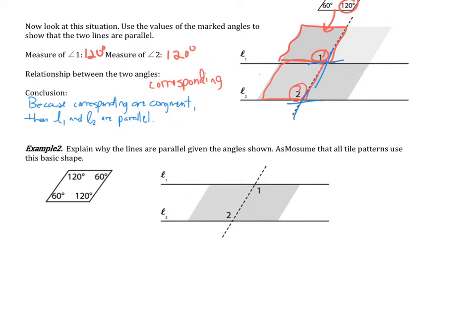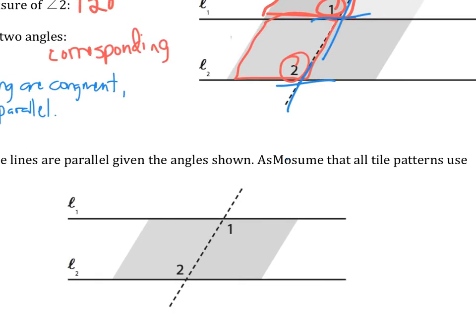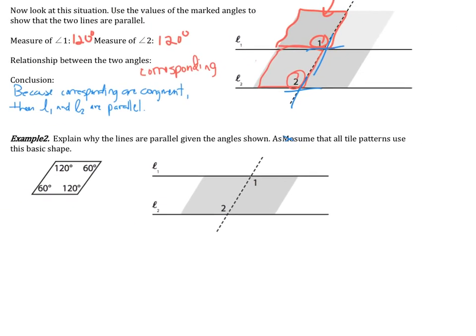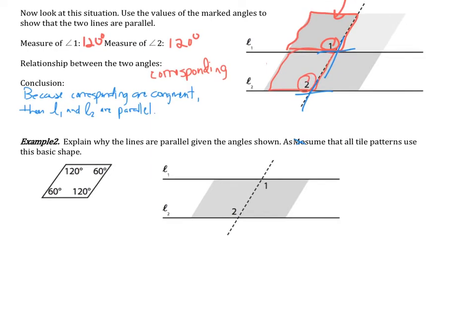Example 2: explain why the lines are parallel given the angles shown. Assume that all tile patterns are this basic shape. I apologize, I don't know what happened there. Weird typo. But I'm going to have you pause this for a second and go ahead and try to fill this one out, and then I'll go over the answer.